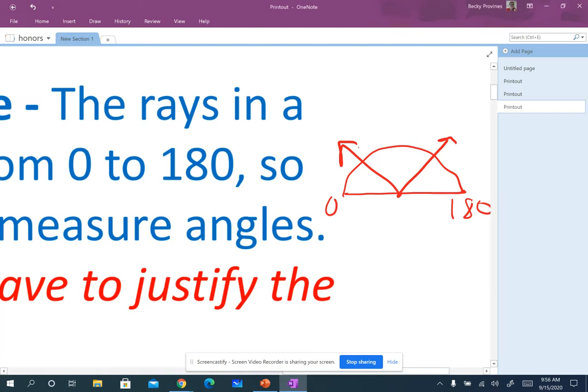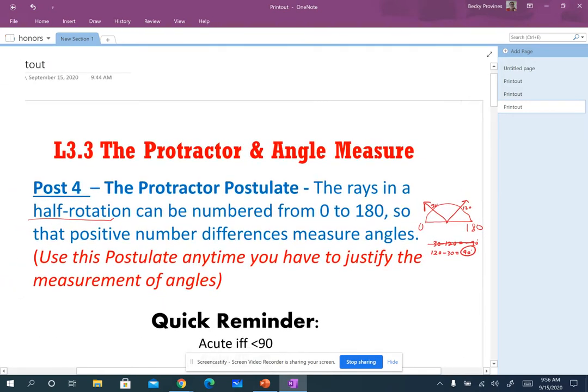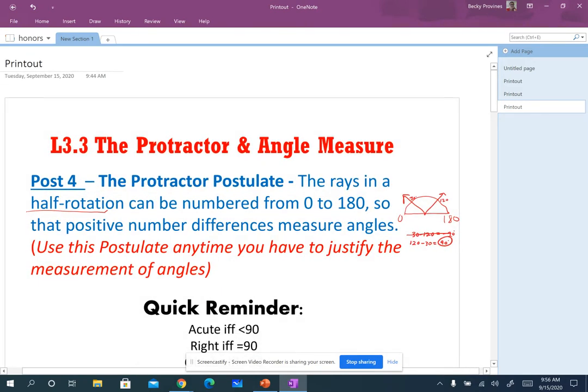So if this angle here is at 30 and this one is at 120, positive number differences. Differences means you're subtracting. And obviously, if you subtract like this, that doesn't make sense because can your answer be negative 90? No. So either just take the absolute value of it or start with a bigger number and subtract to get your answer. Okay. Anytime that you are doing a proof and it wants you to justify an angle measure, you're always going to reference the protractor postulate.